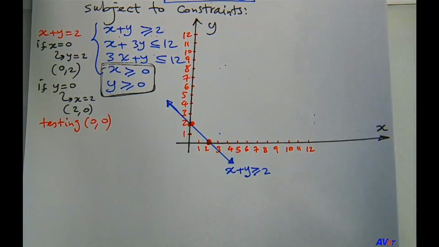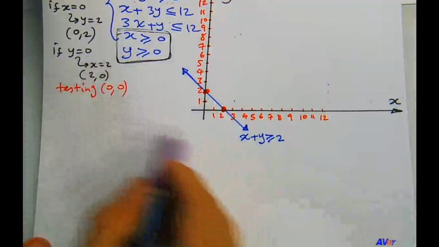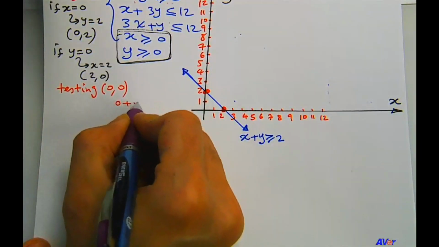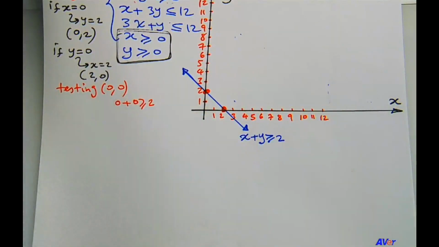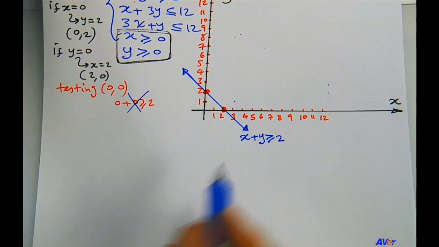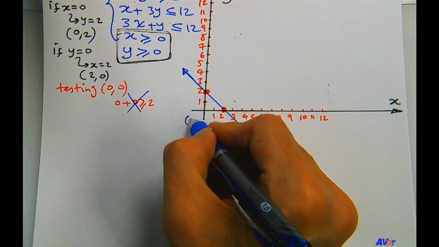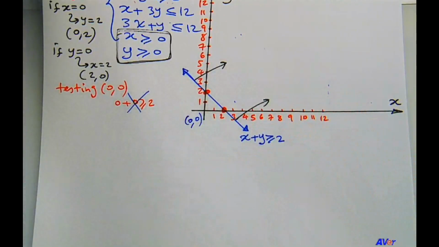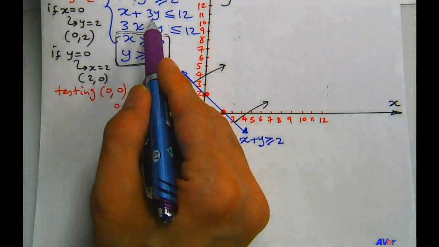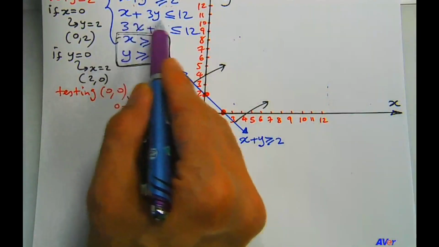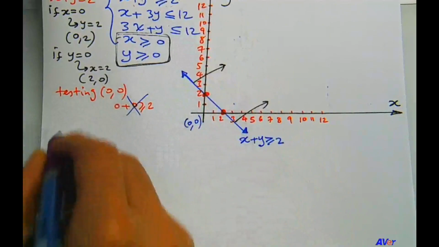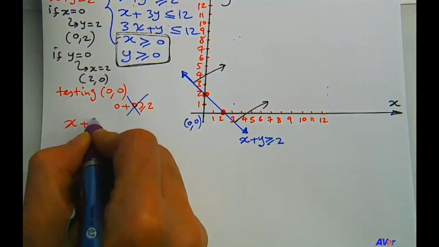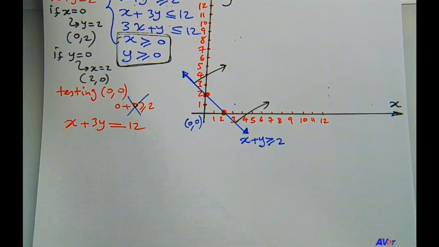So in this case, after plugging in, we get 0 plus 0 greater than or equal to 2. No. So this doesn't make any sense. So the test point was on this side, right? And it didn't check out. So the other side must be the solution. So I'm just going to put 2 arrow lines like that. So let's now find the boundary line for this one. You can barely see it at the top. x plus 3y less than or equal to 12. So we're going to write it as an equality to find the boundary line.